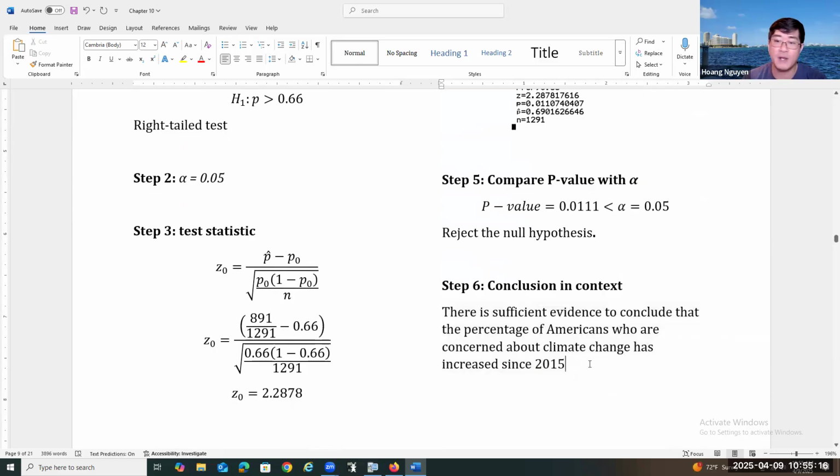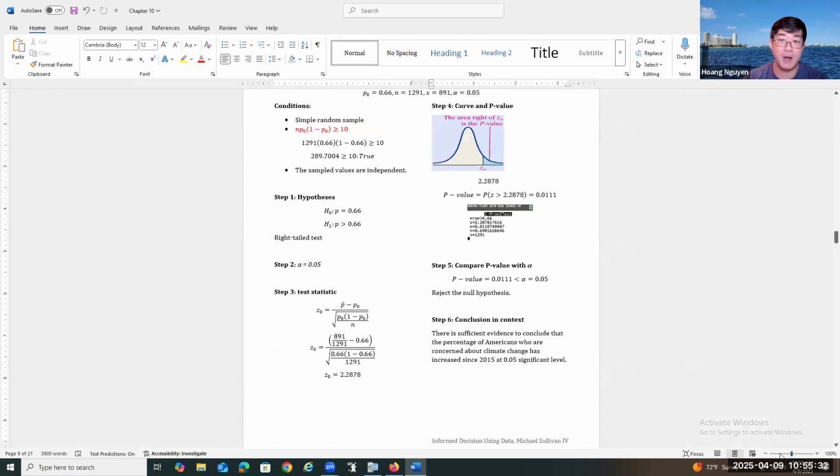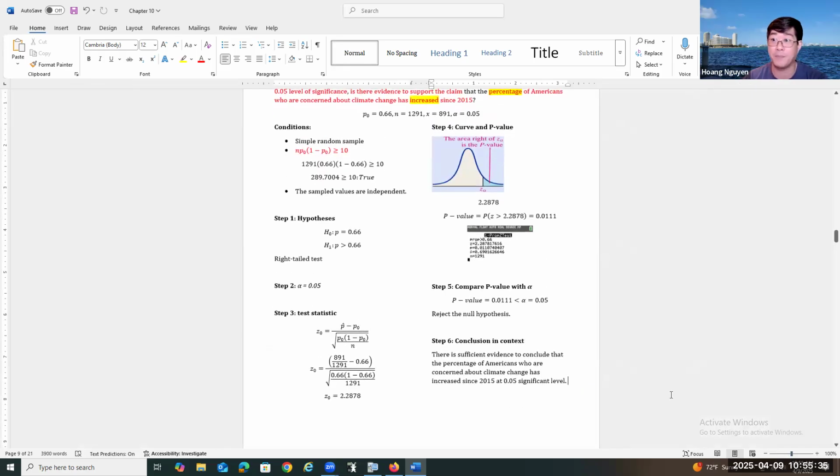And if you want to make the conclusion more complete, you can say at the 0.05 significance level. You just might need to mention alpha in your final conclusion. So this is the step-by-step hypothesis test that we just completed for this population proportion. You might take a quick look at the work that we have completed. We're going to use the same idea for the rest of section 10.2 and for the rest of chapter 10. From now on, whenever we do any hypothesis test, we're going to use similar ideas also.